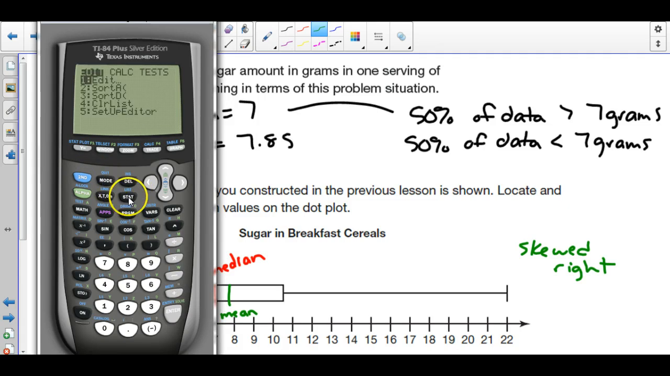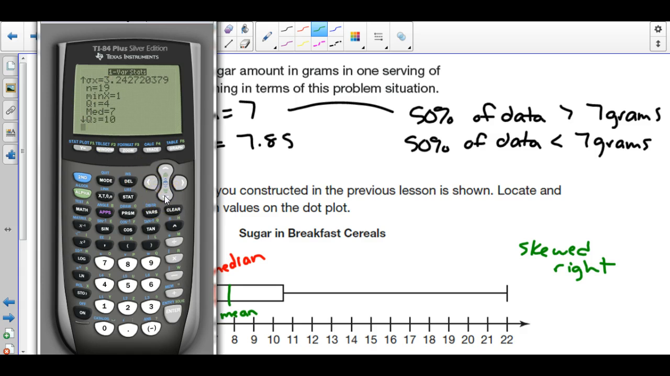I'm going to go to Stat, go over to Calc, and we're going to calculate our one variable statistics again, and it's going to recalculate everything for us. So notice that the mean went down from 7.8. Now the mean went down to 7.1, which was closer to where that median value was. We have a total sum of 135, and that's because we took away 22 of those grams of sugar when we deleted that 22 data point. And then my number of terms went down to 19.